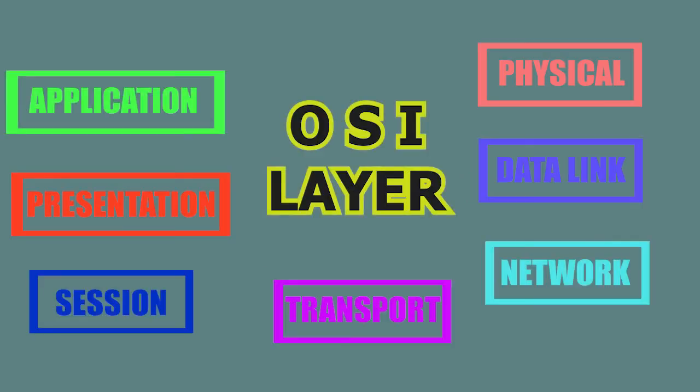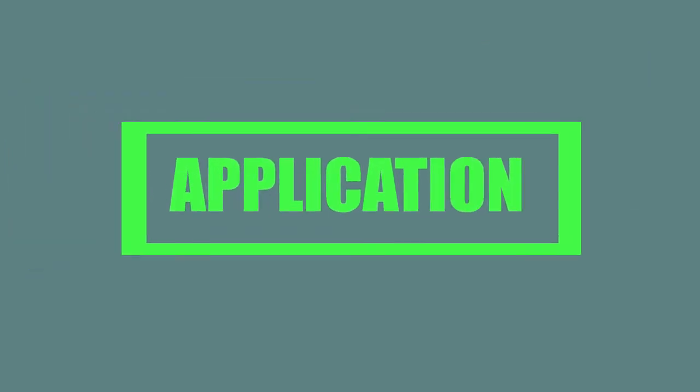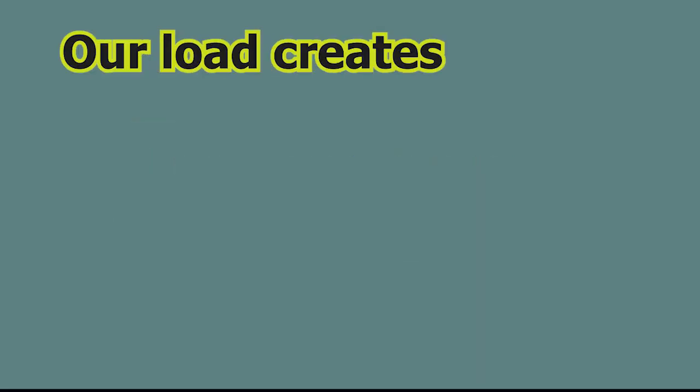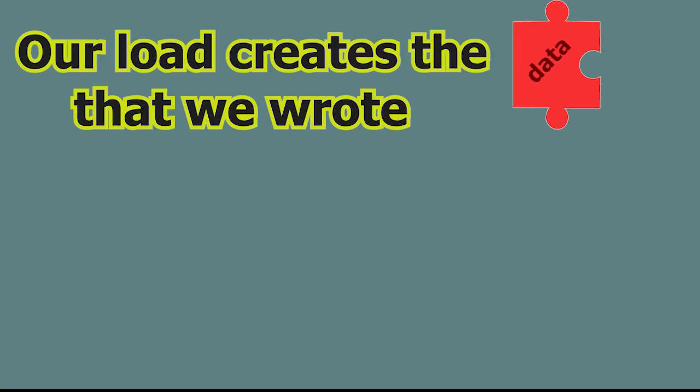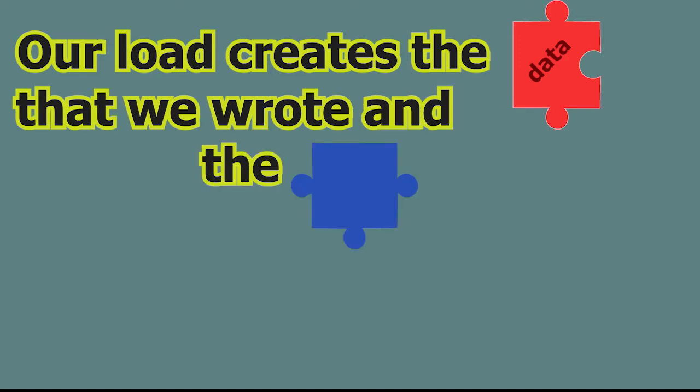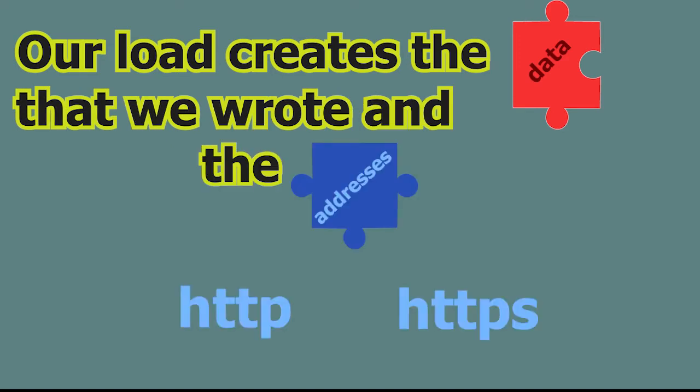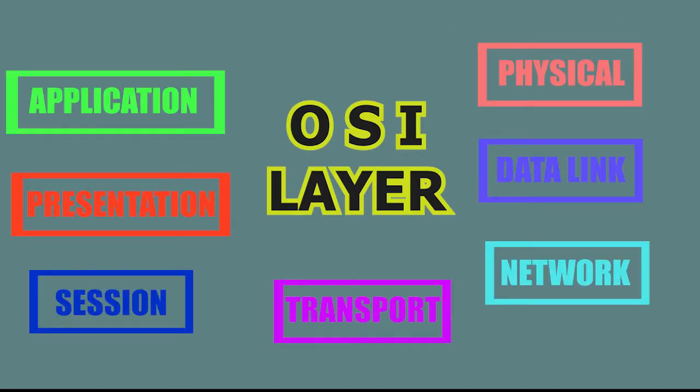So an OSI model contains 7 layers, and to start sending data, it will have to start with layer 7, which is called the application layer. In the application layer, our device creates the data that we wrote and the addresses. It will be sent using either HTTP or HTTPS for web surfing.